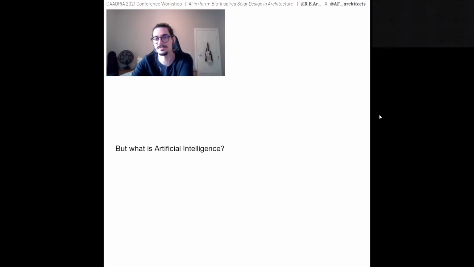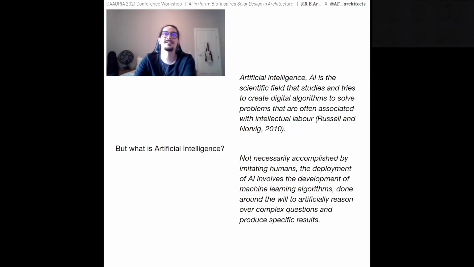What is artificial intelligence? By the book, AI is a scientific field that studies the development of algorithms that solve problems that are usually associated with intellectual labor. But you need to keep in mind that this is not necessarily accomplished by imitating what humans would do. It is developed through the ability of machines to artificially reason over data sets and complex questions.